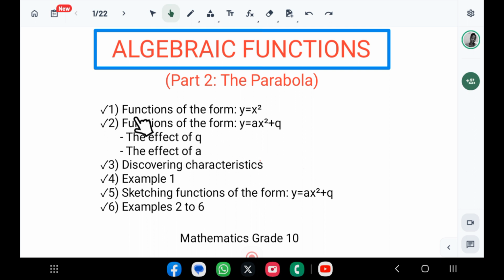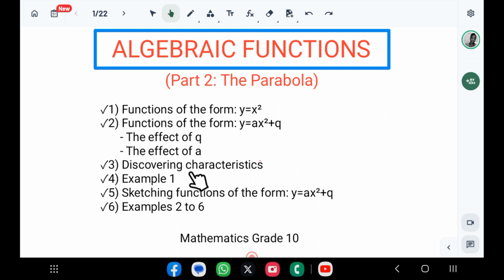In detail, we're going to look at functions of the form y equals x squared, which is basically grade 9 revision. And if you didn't do this in grade 9, don't worry, I'm going to show you exactly how easy it is to draw this most basic parabola you'll ever come across. Number 2, we look at functions of the form y equals ax² + q, which is basically that basic parabola, but shifted about the y-axis. And we're going to look at the effect of q and the effect of a.